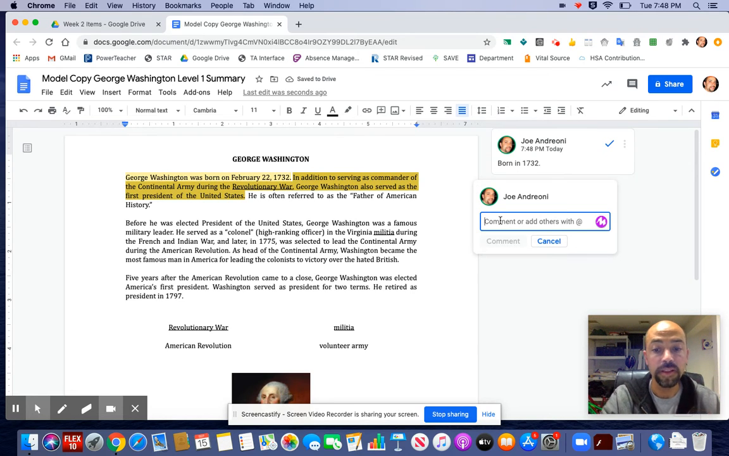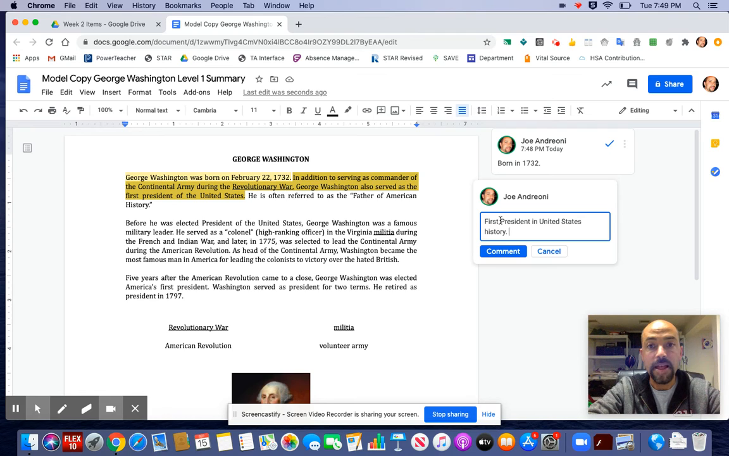And inside this one, I'm going to put first president, United States history, commander of the Continental Army during the American Revolution.